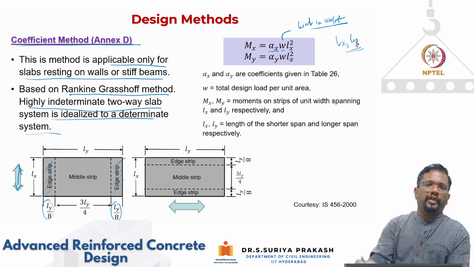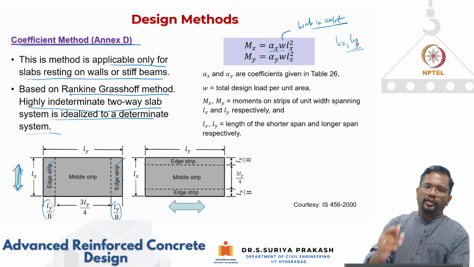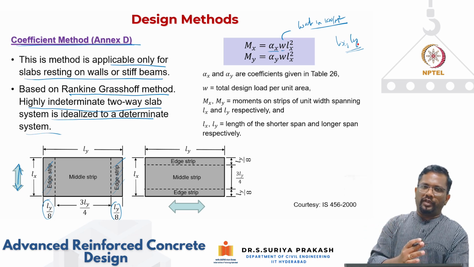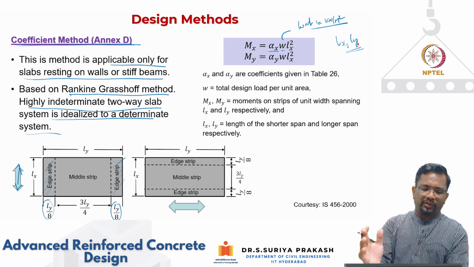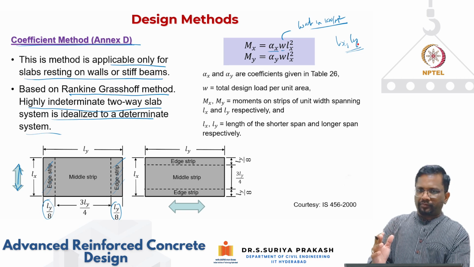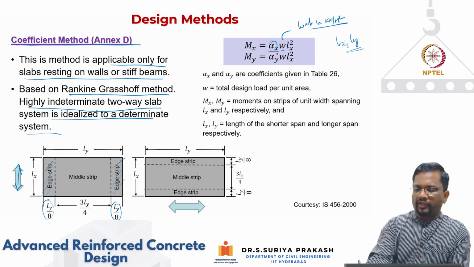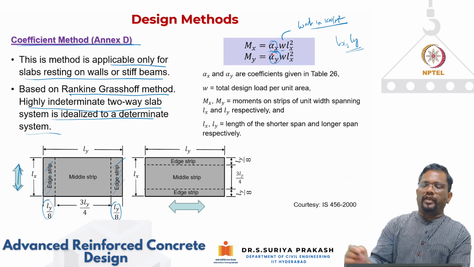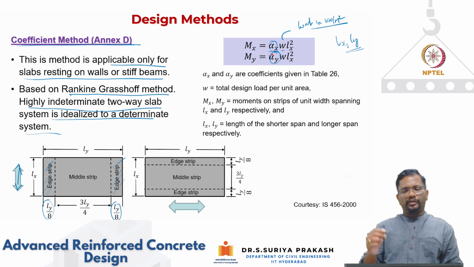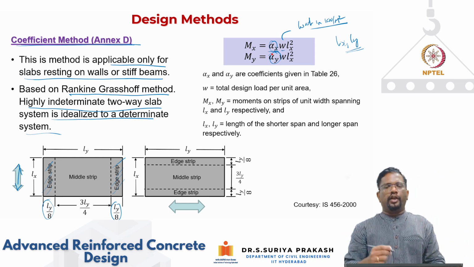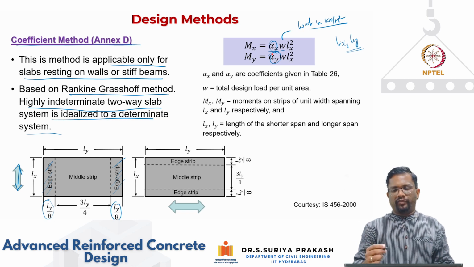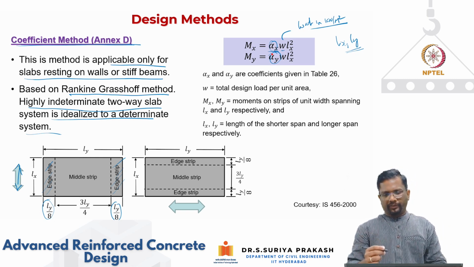Basically, what we are really doing here is an analysis, and for the slab panel, depending upon the boundary condition that you have, we are discretizing them into edge strip and middle strip in both directions, and then finding out the moment values based on these coefficients, which are your alpha x and alpha y. So the moment along the x direction is going to be alpha x times w times Lx square, and the moment along the y direction is going to be alpha y times w times Lx square.